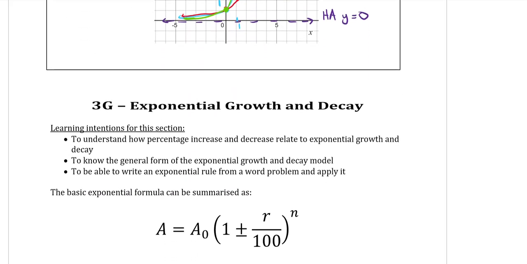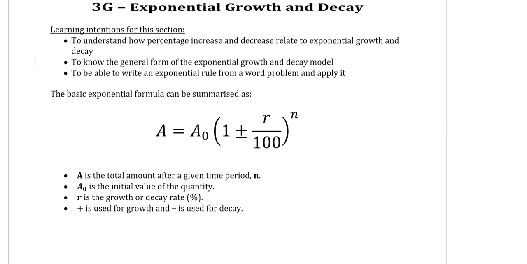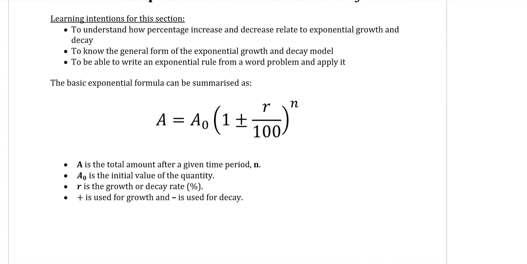Okay, so exponential growth. There are practical situations where things grow exponentially. And we're going to learn about a formula here. It says the basic exponential formula can be summarized as A equals A0 bracket 1 plus or minus r over 100 to the power of n. Now, hopefully that formula kind of looks familiar. It's a bit like the compound interest formula.